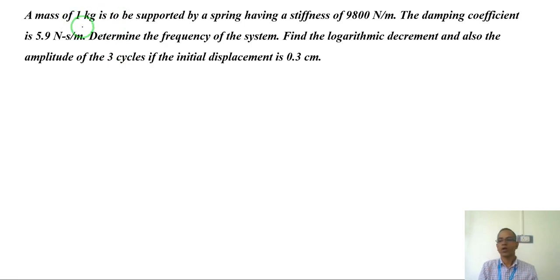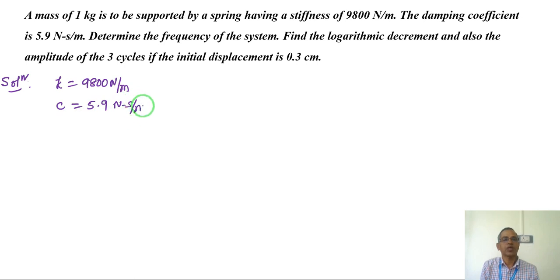A mass of 1 kg is to be supported by a spring having stiffness K equal to 9800 Newton per meter. So I need not convert. The damping coefficient is 5.9. That means C is given to me as 5.9 Newton second per meter. Determine the frequency of the system.